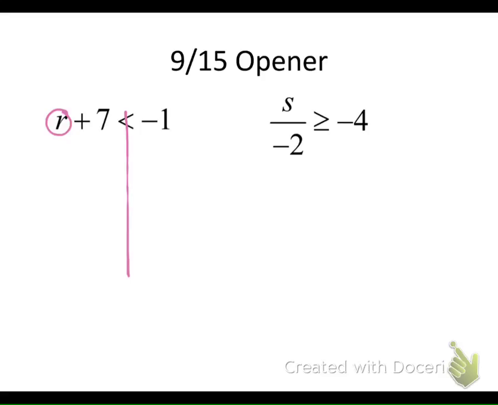So how am I going to do that, Trevon? Yeah, I'm going to subtract 7. I'm going to show inverse operation on each side. Cancel, bring down my r. Now, I'm subtracting 7, so my inequality sign stays the same because I did not do anything with multiplication or division. So it's going to be r is less than negative 8. Good.